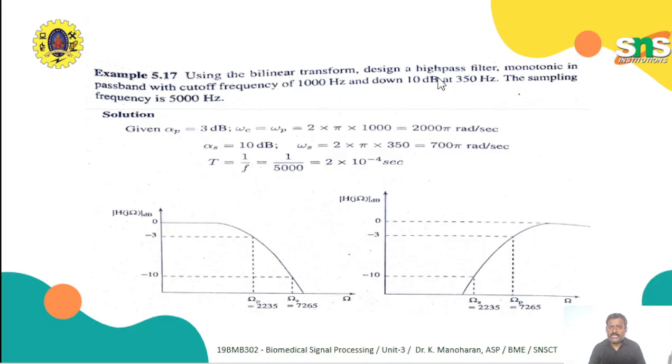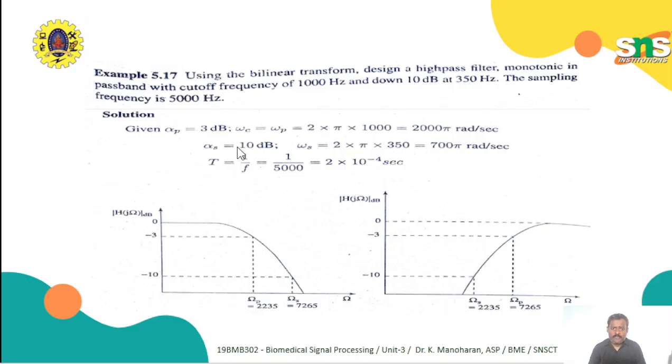They asked to design a high pass filter, so we need to map this high pass filter specification into a normalized low pass filter specification. Look at this, this is the given specification: minus 3 dB at omega p and minus 10 dB at omega s. When mapped to the low pass filter, the attenuations are the same. The only change is that omega p becomes omega s and omega s becomes omega p.